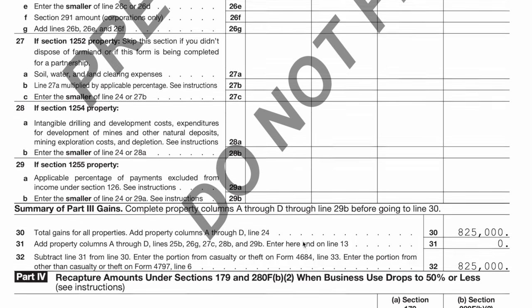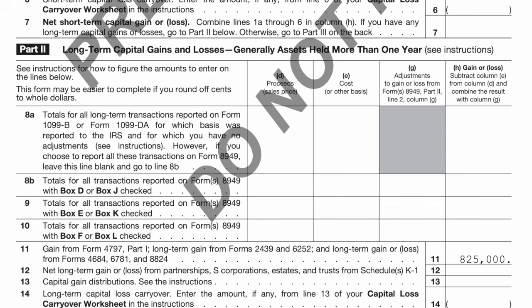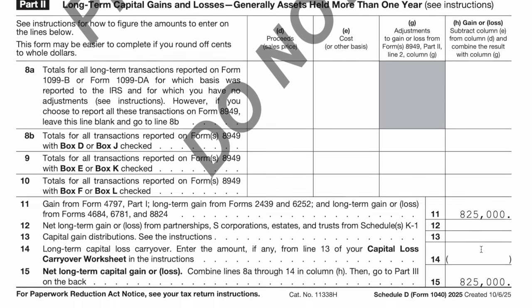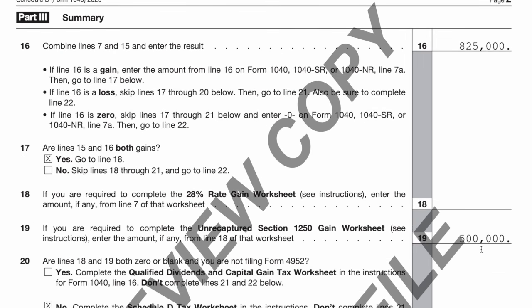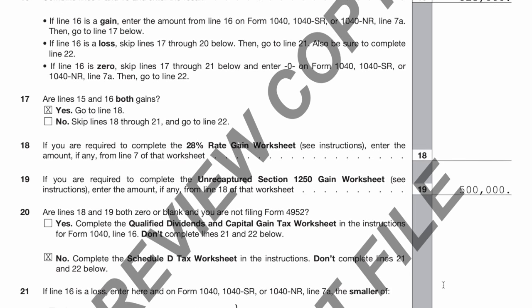So now we'll see that $825,000 gain flow over to Schedule D, capital gains and losses. And this is where it would be netted with any other capital gains and losses, which we don't have in this example. On the second page, we see the net capital gain of $825,000, and then the portion of that $500,000 of unrecaptured Section 1250, which is that portion that will be taxed at ordinary income tax rates up to 25%, but not more than.